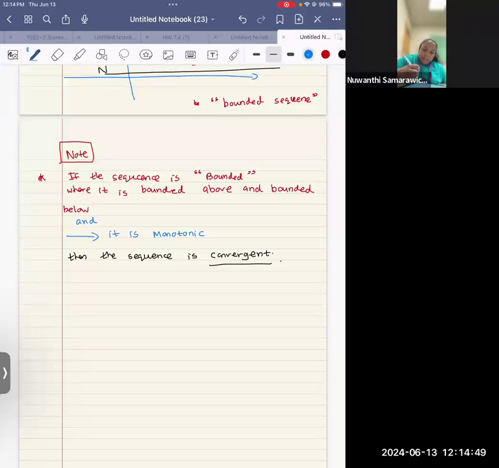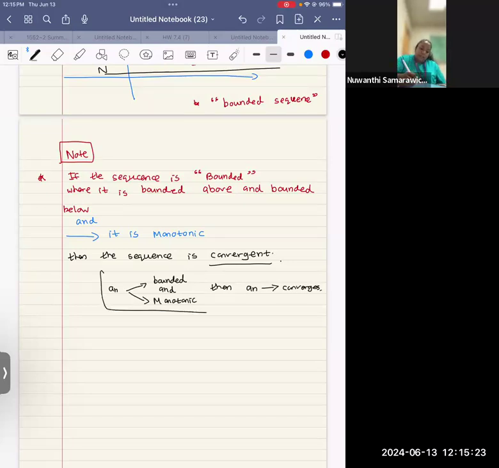So I will write this as a short note. If you have a sub n, the n-th term of a sequence, and this sequence is bounded and also it is monotonic, then a sub n converges. The sequence converges. That's the idea.